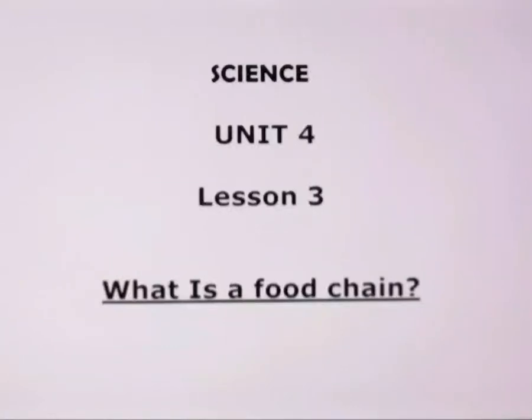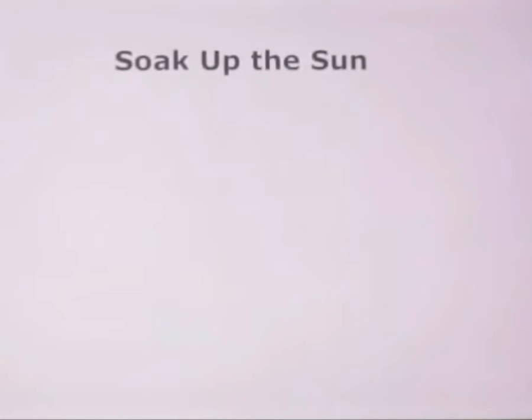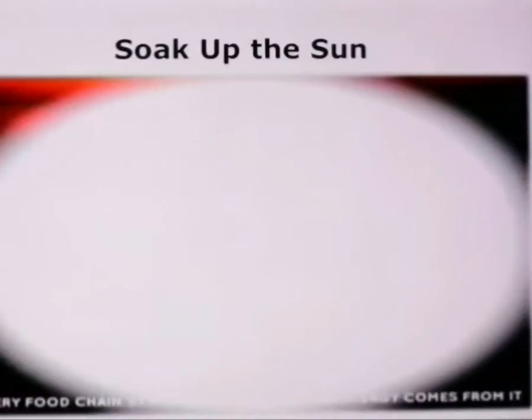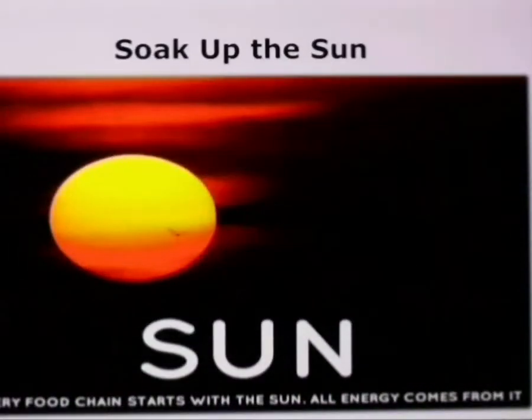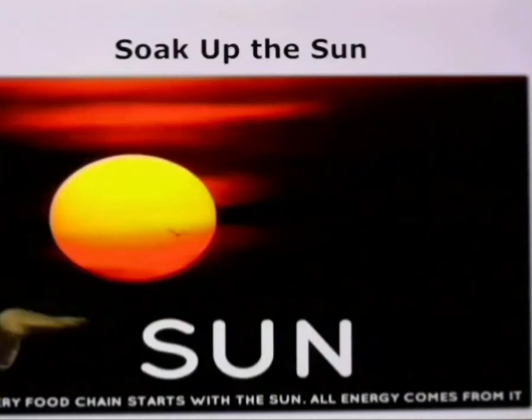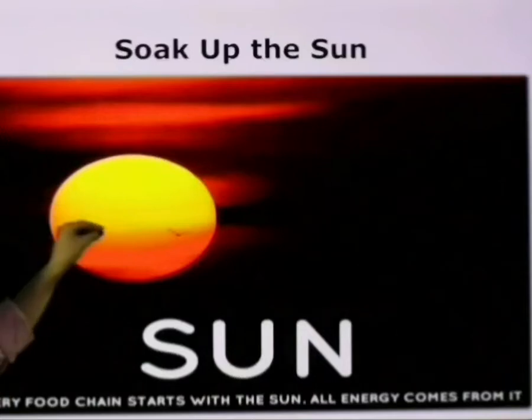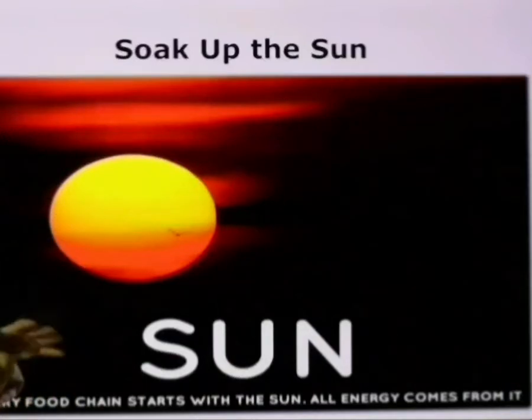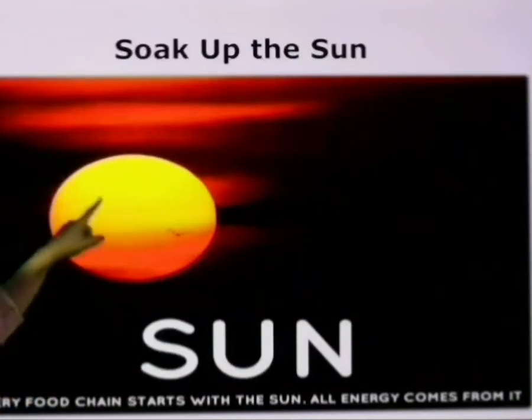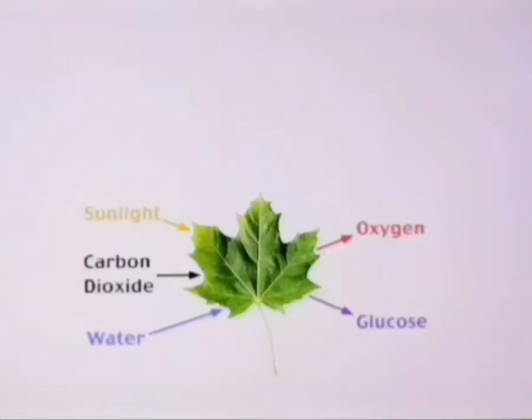With Unit 4, Lesson 3, what is a food chain? Soak up the sun. Why did I say sun? Let's see, because it's a big deal. The sun is the biggest deal in a food chain. Every food chain starts with the sun. All energy comes from the sun. So all energy on Earth comes from here, from the sun.